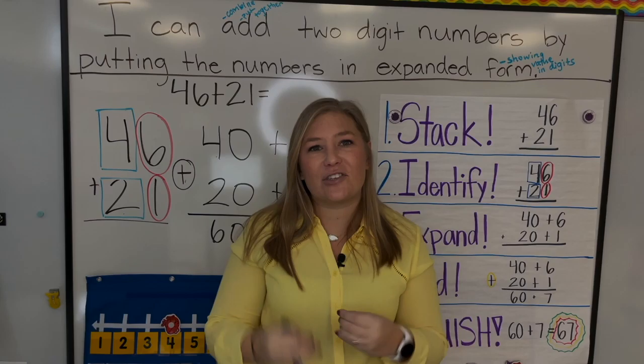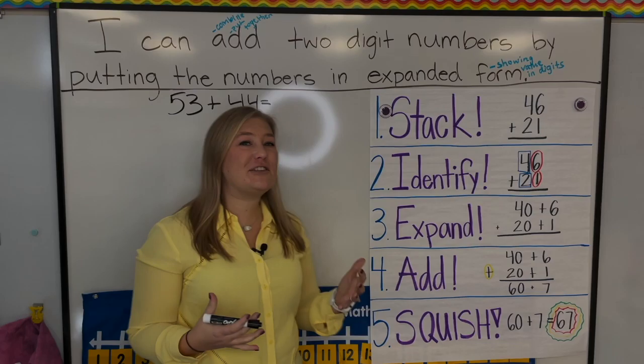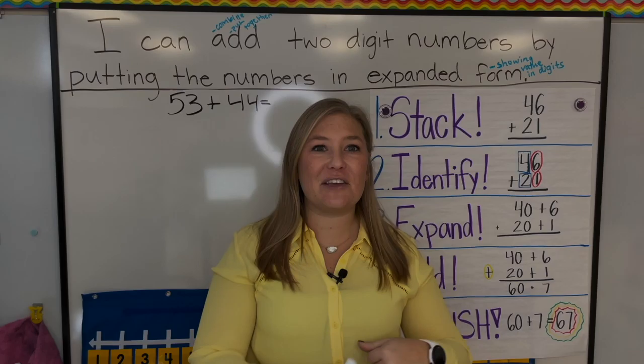All right, let's do another one. This time I want you to get out a piece of paper and a pencil and do it along with me. All right, the problem we're gonna do is 53 plus 44. Can you go ahead and write that on your piece of paper? I'm gonna go through the steps a little bit slowly still, but I want you to see if you can work ahead of me. And when I get to that final squish step, I want you to see if you can be finished.